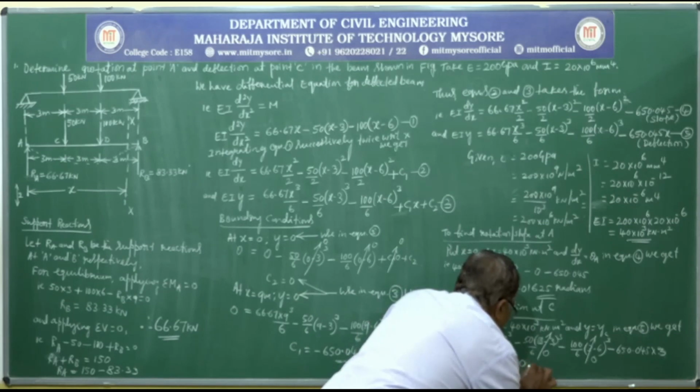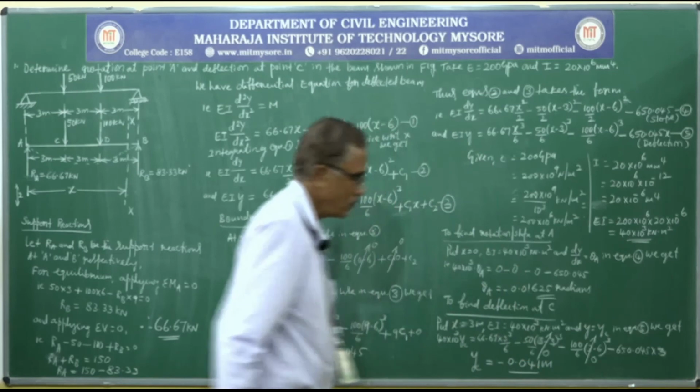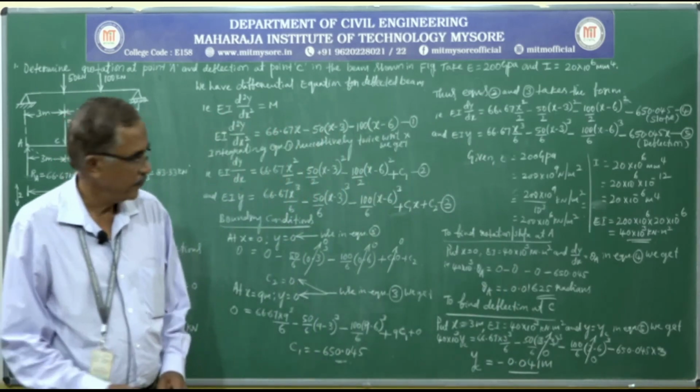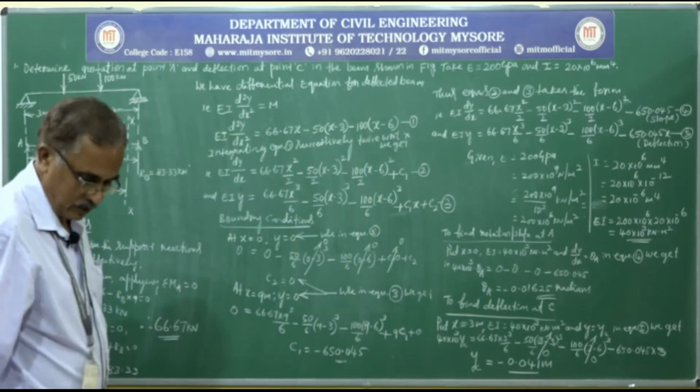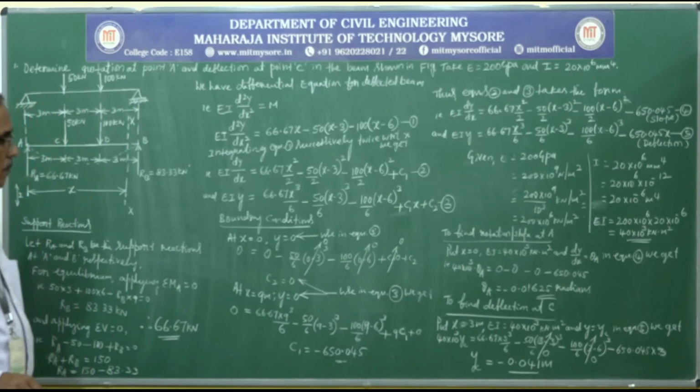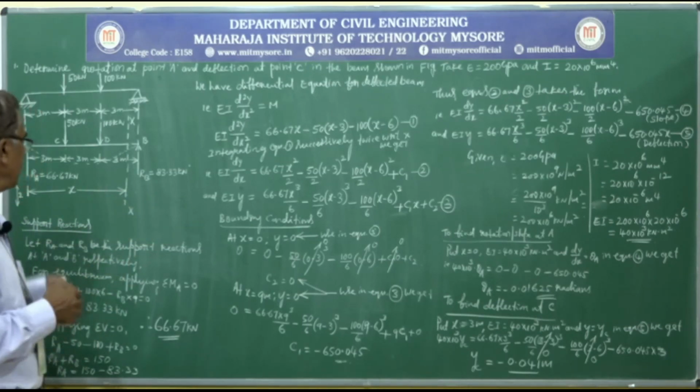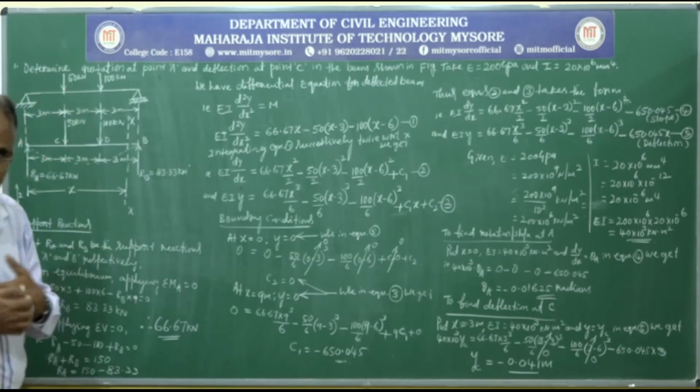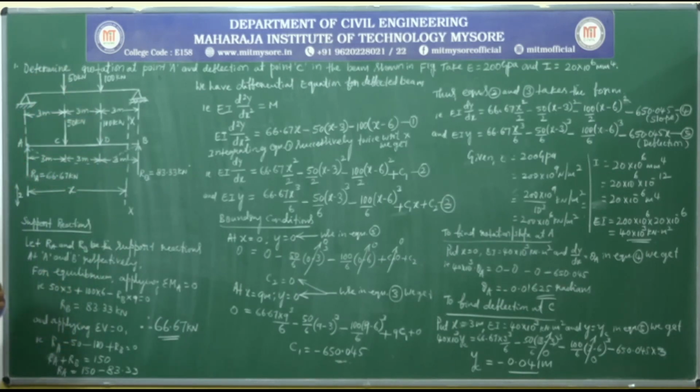minus 0.041 meter. So deflection at C is equal to minus 0.041 meter. Again, its negative value indicates the displacement is in the downward direction. So you can write as it is, or you can ignore the negative value.